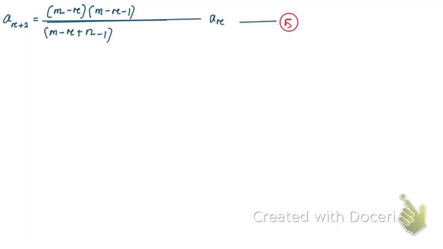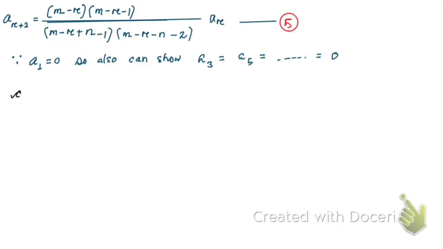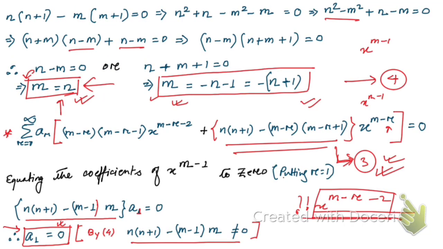So here is equation number 5, and we have already got a1 equal to 0, so we also can show that a3, a5, a7, these terms are also equal to 0. Now if you take the first case, as we have already shown, we have got two values of m: one is m is equal to n, another is m is equal to minus n minus 1, right? So just give me a second, let me go back to that slide where we have obtained this.